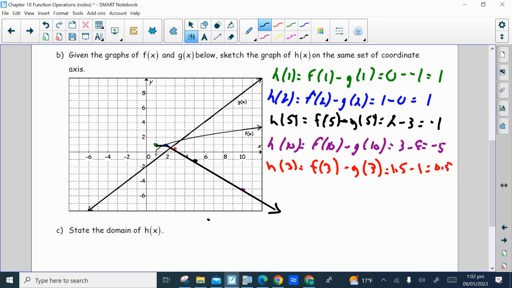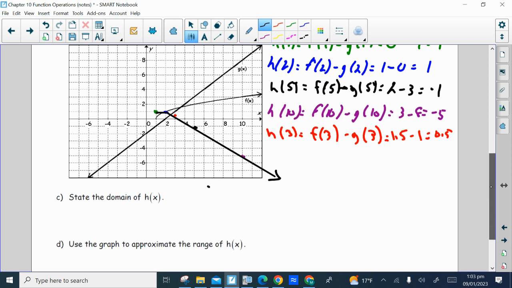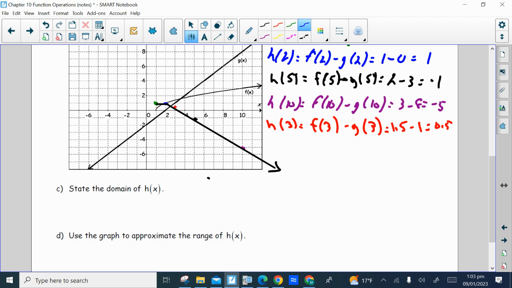The original graph of f has that restriction that x has to be greater than or equal to 1. So that is also the same restriction for h. X must be greater than or equal to 1, which is what C is asking us to state. So 1 to positive infinity would be the domain. Yes?